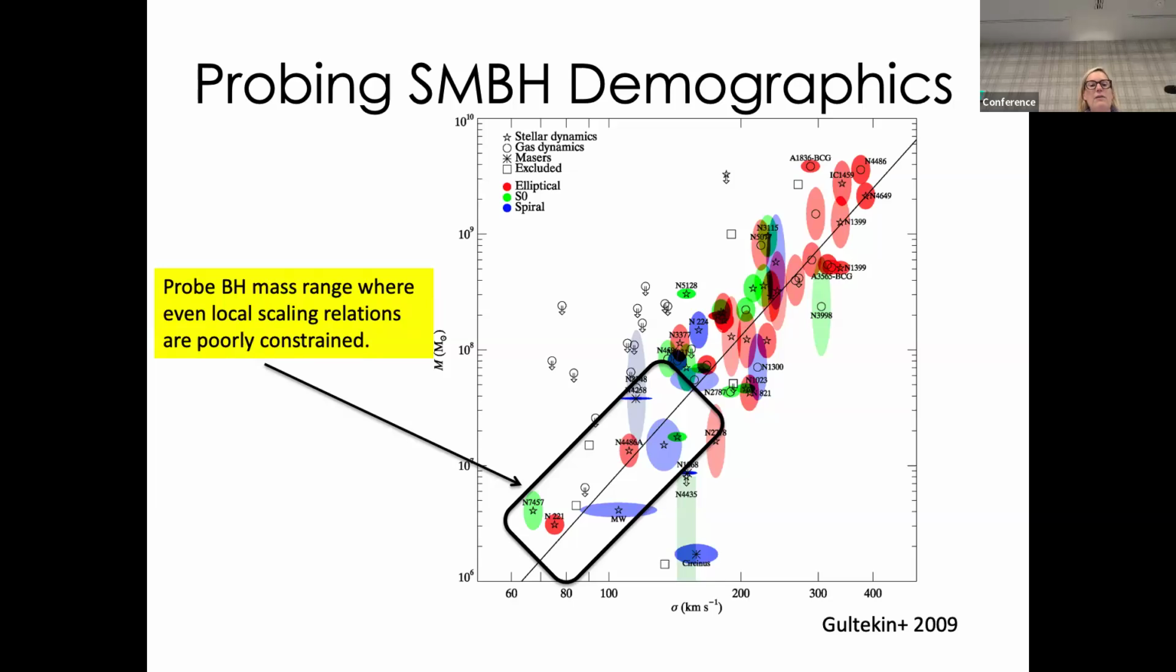So shown here is the famous black hole sigma relation, where you see the mass of the black hole versus the velocity dispersion of the host galaxy bulge. And at these lower black hole masses, we have very few dynamical black hole measurements. And so tidal disruption events are an exciting complementary probe.